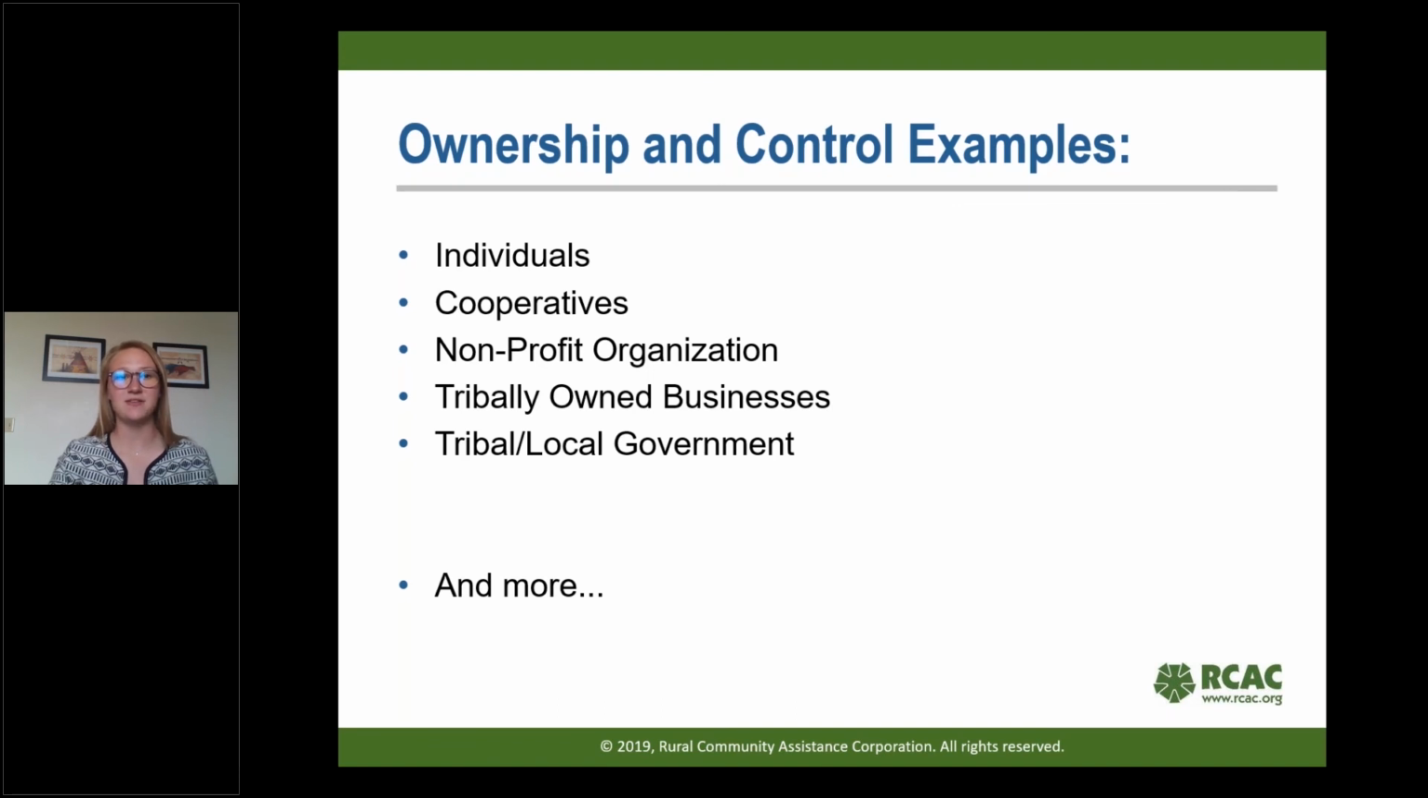Here are some examples of how a value chain can be owned or led. The community scenario highlights an example of a cooperative taking ownership of a value chain. A tribal gas station and convenience store is an example of a tribally owned and controlled value chain or economic opportunity. A tribal housing authority can have control or ownership over an affordable housing value chain. There's no one size fits all.